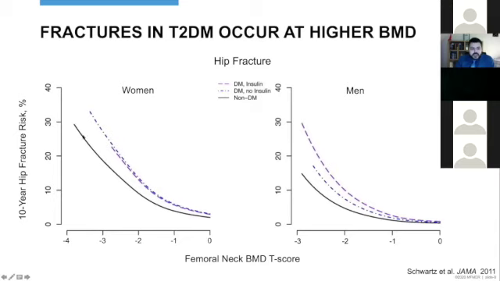They compared diabetes with insulin, diabetes without insulin, and then the rest of the cohort. And you can see that at any T-score, there is an increased risk of fracture compared to the same T-score in the general population. So patients with diabetes, men and women, are fracturing at a higher T-score.